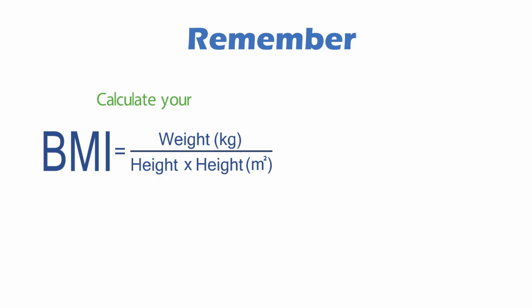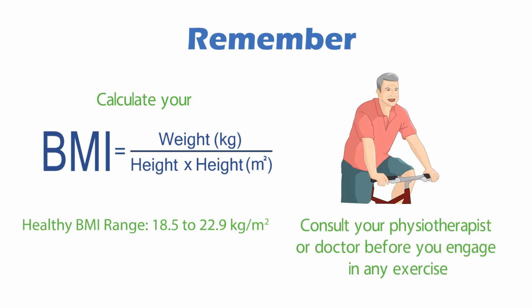Try to achieve and maintain your body mass index, BMI, within the healthy range of 18.5 to 22.9. BMI is a measure of the relationship between your weight and height to get the amount of body fat you have. Generally, the higher your BMI, the higher the amount of fat in your body. Consult your physiotherapist or doctor before you engage in any exercise.